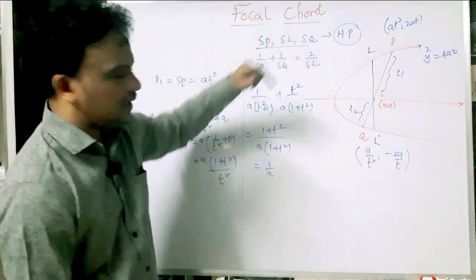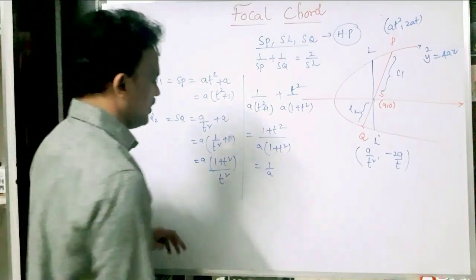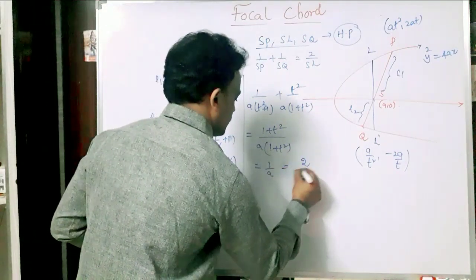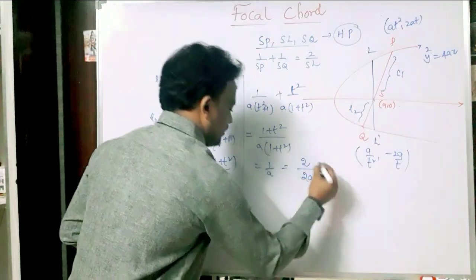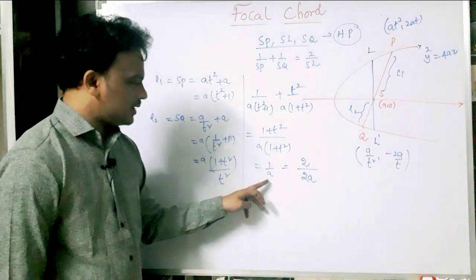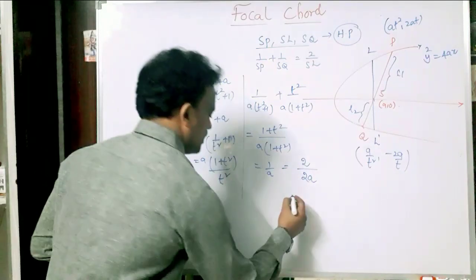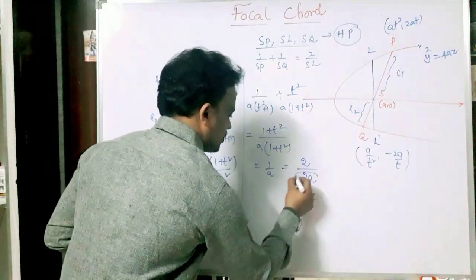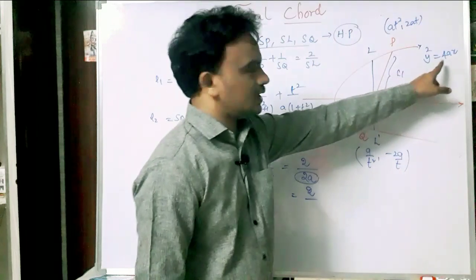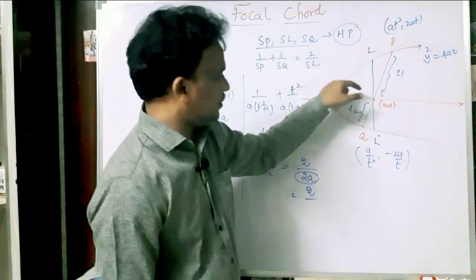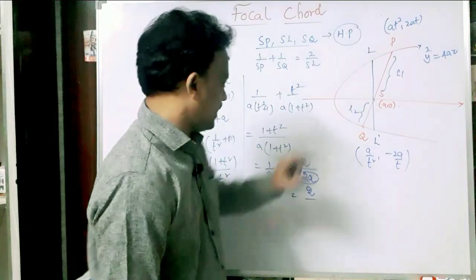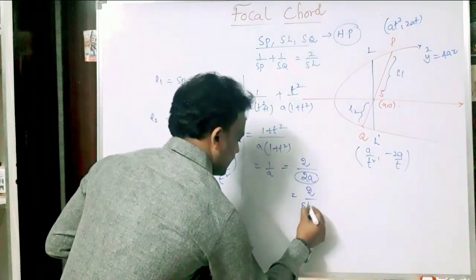But what is 2 by SL? What is the meaning of SL? Actually, the same thing can be written as 2 by 2a. 1 by a means nothing but 2 by 2a. So, what is 2a? Actually, the length of latus rectum is 4a, right? So 2a is the semi-latus rectum, which is SL or SL dash.